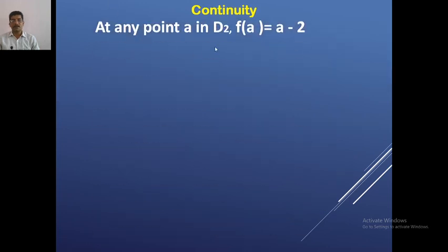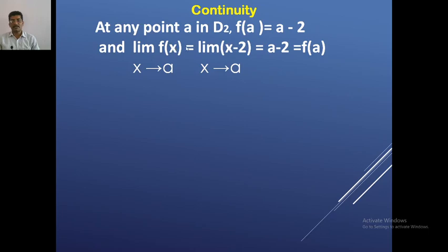Similarly, at any point a in D2, here find the value of the function: f of x is x minus 2. Therefore, the value of the function at the point x equal to a is a minus 2. Next, find the limit of f of x as x tends to a.